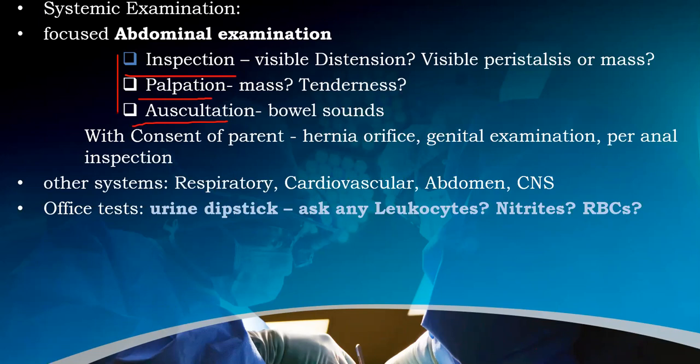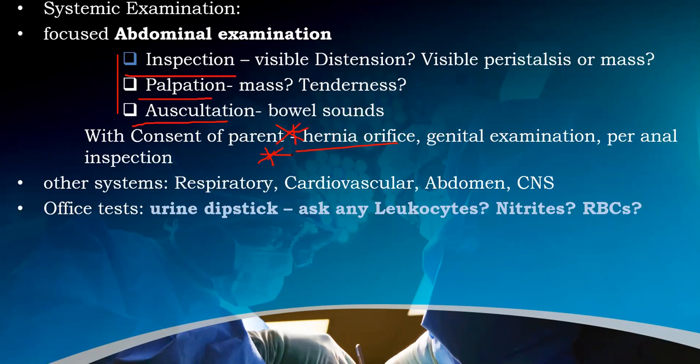Then, with the consent of the parent, I would like to check the hernial orifice, genitalia, and also the perianal inspection. Now, perianal inspection is not very important for the vomiting cluster, but checking the hernial orifice is very important. So that's why I'm saying it is very important.